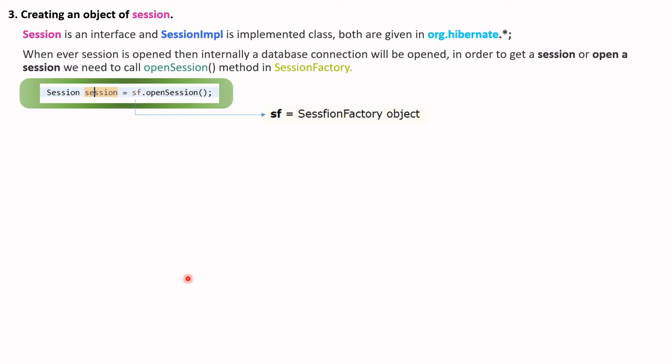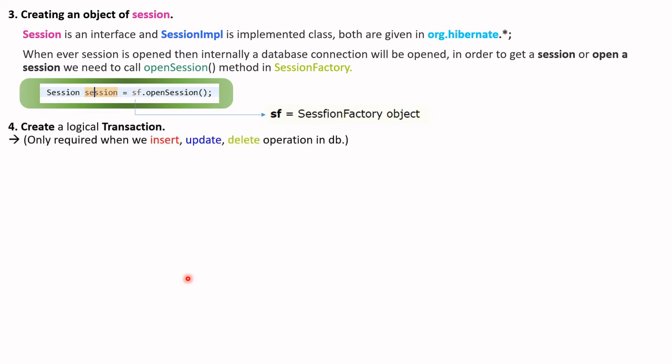Whenever a session is opened, internally a database connection will be opened. In order to get a session or open a session, we need to call the openSession method, which is present in SessionFactory. Then create a logical transaction. Whenever we use a transaction, it is for insert, update and delete operations in the database. It is not required for the select operation.